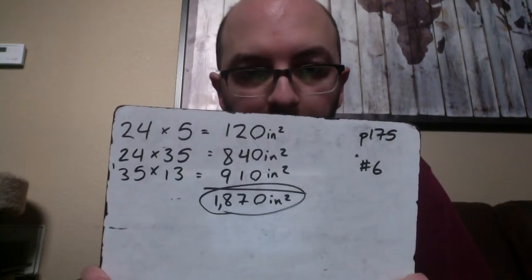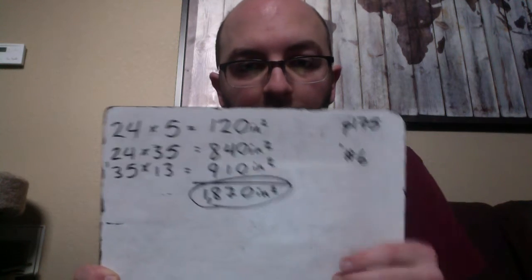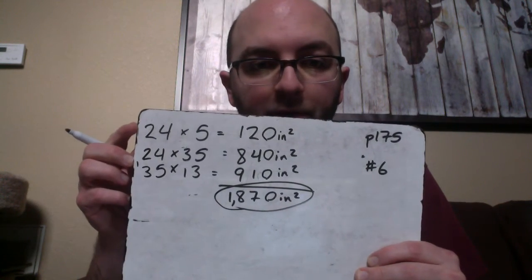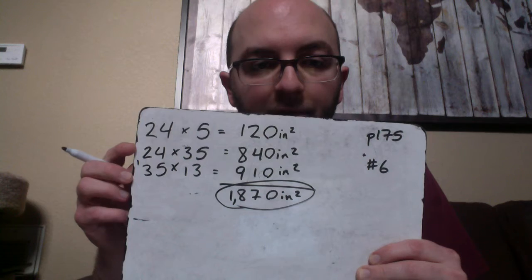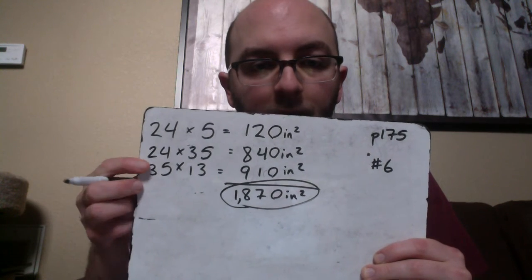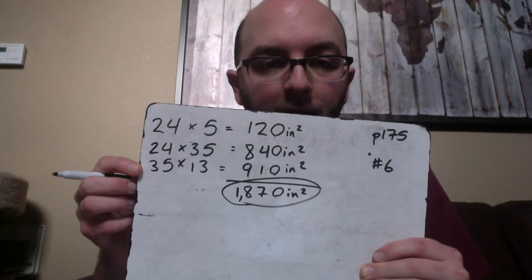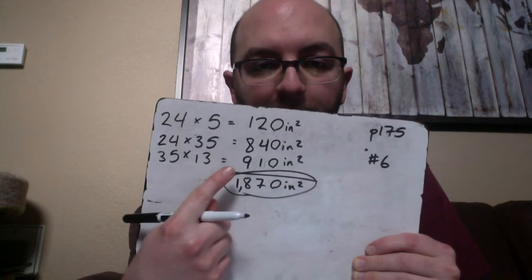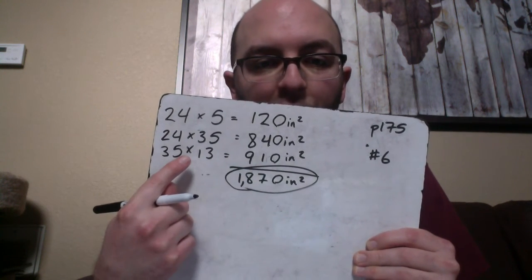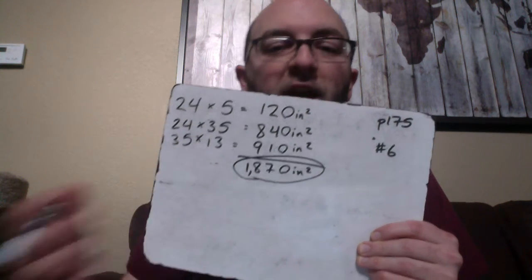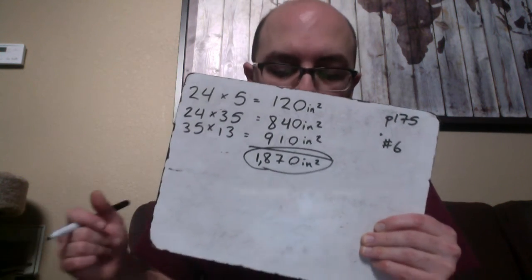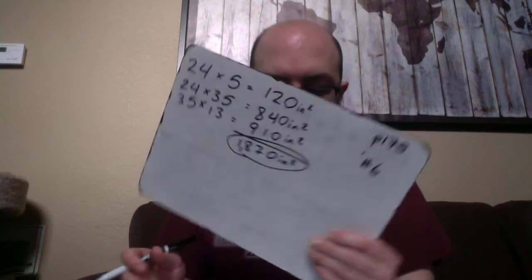1,870 inches squared. So, for number 6 on page 175, again, we found the area of the two triangles, of the big rectangular base, and then of the two other rectangular faces. Again, that 910 is 35 times 13, and then we doubled it, times 2 to get 910 since there are two of them. All right.